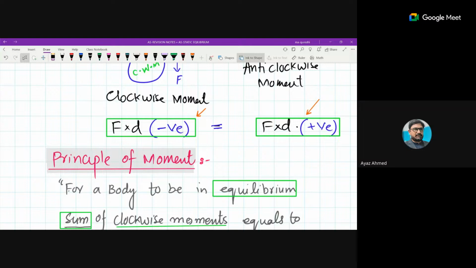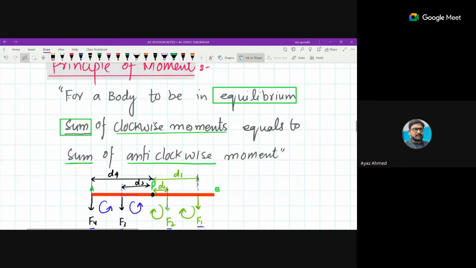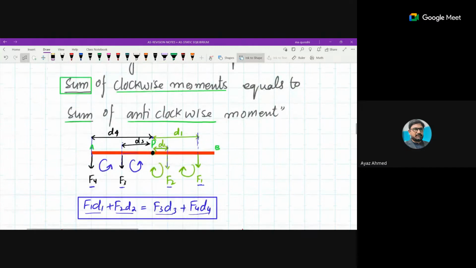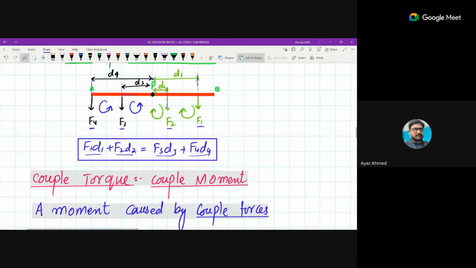But here, because the principle is there, for a body to be in equilibrium, the sum of clockwise moments must be equal to the sum of anti-clockwise moments. This is called the principle of moments. So I believe that by definition it is very simple by statement, but when we apply it, it has some sort of complications.